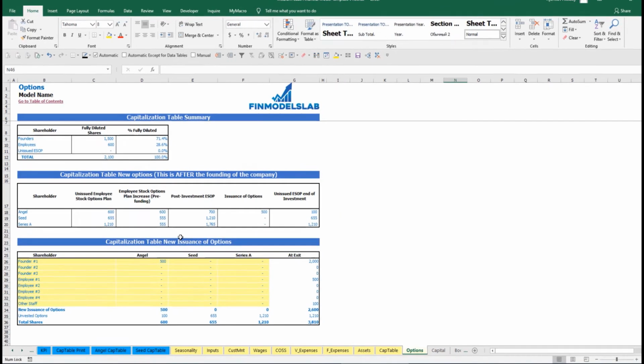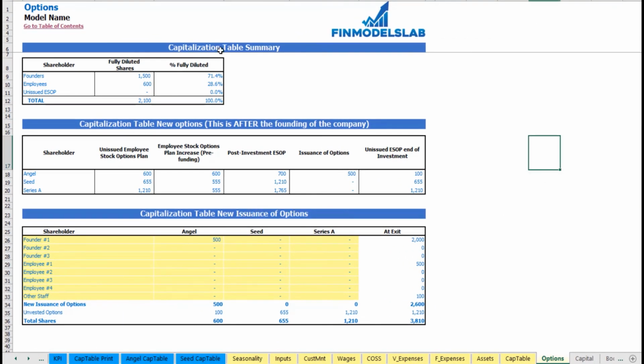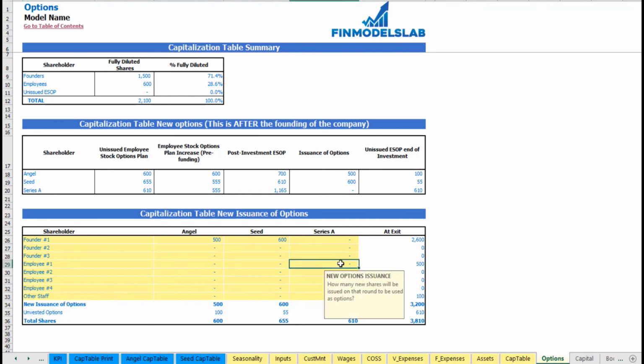Additionally, you have Options tab, where you can see the Capitalization Table summary on the top. You can see the Capitalization Table new options, which is angel, seed, and Series A. And you can input the capitalization for new issuance of options. For example, founder 1 can have in seed round another 600 options. Employee 1 can have in Series A some 300 options.